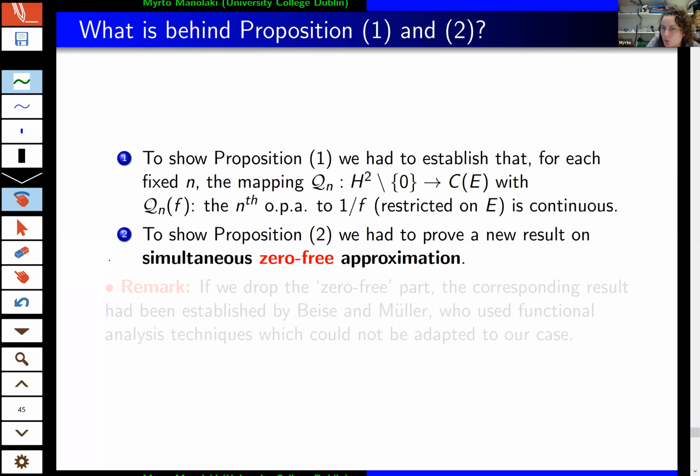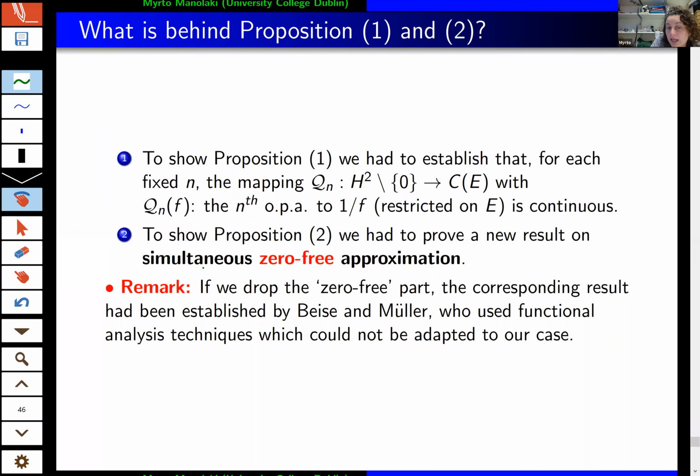And my last slide that I would like to say is that behind this proof, we had to find a simultaneous zero-free approximation. Previously, I mentioned the corresponding result for Taylor series, which was due to Bayart and Miller. They provided a simultaneous polynomial approximation there, and we were trying to imitate their method. However, they use the Hahn-Banach theorem. They use the fact that you have a function space. When you deal with 1 over f, this is not linear. This is a highly non-linear operator, this Qn. So you cannot play with functional analysis.